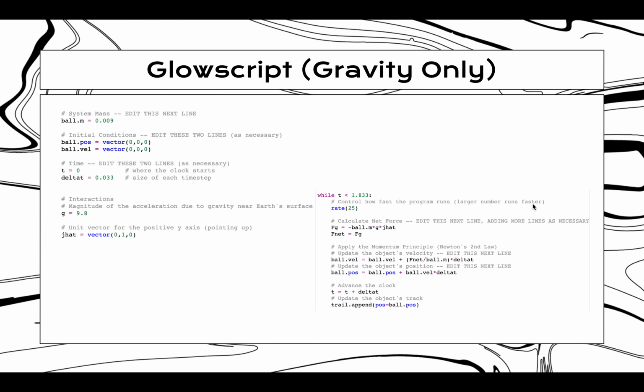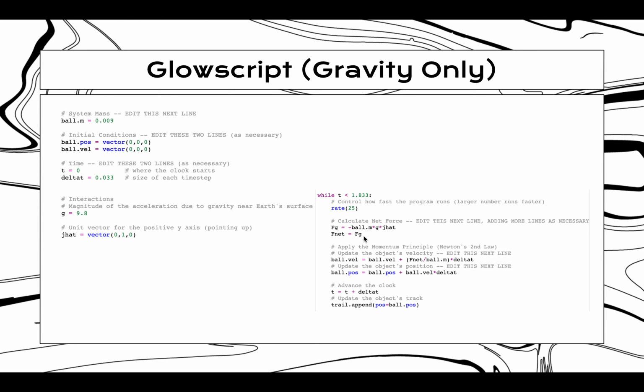After the Tracker data was collected, we could create the first computational model using GlowScript. We set the initial position of the object at 0, 0, 0, just like in Tracker, and the initial velocity at 0, 0, 0 as well, because the object is being dropped from rest. We start at time t equals 0 seconds and use delta t of 0.033 seconds, which is also obtained from Tracker. g is a constant, 9.8 meters per second squared, and j hat is the unit vector for the positive y-axis pointing up. Now we can focus on the while loop.